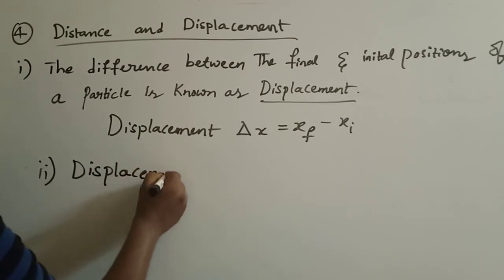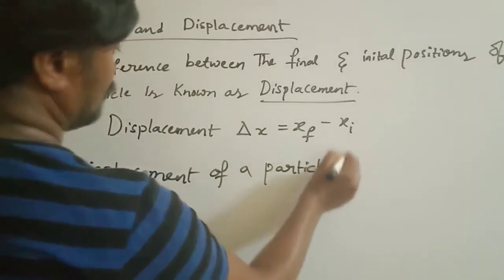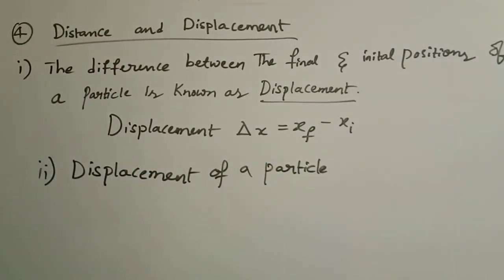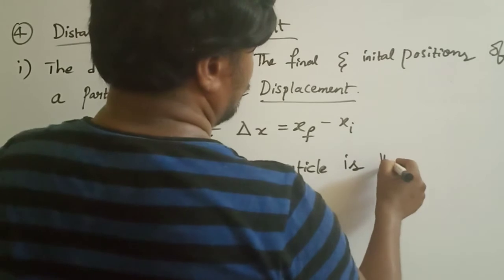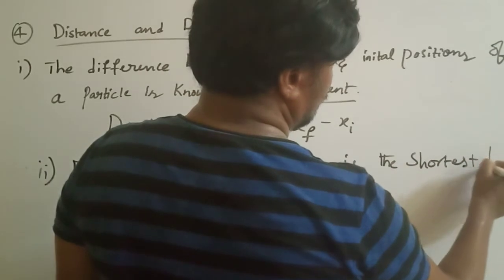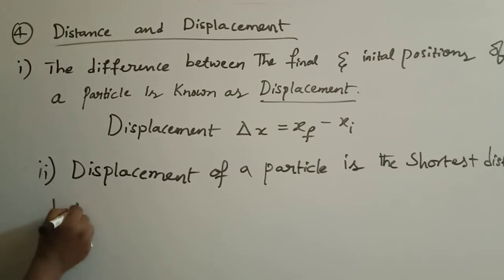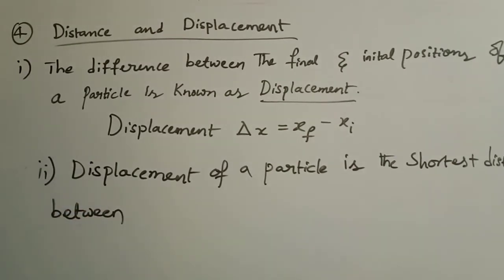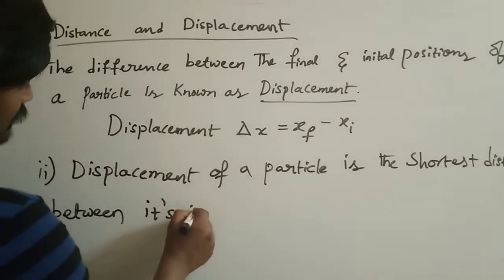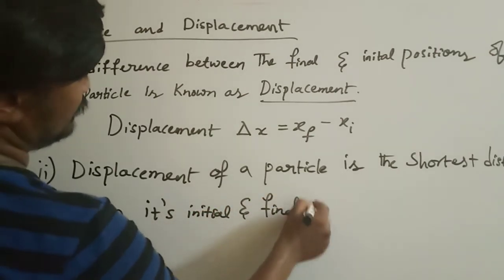Now let's move on to the next point, the displacement of a particle. The displacement of a particle is the shortest distance, as I already said, between its initial and final position.